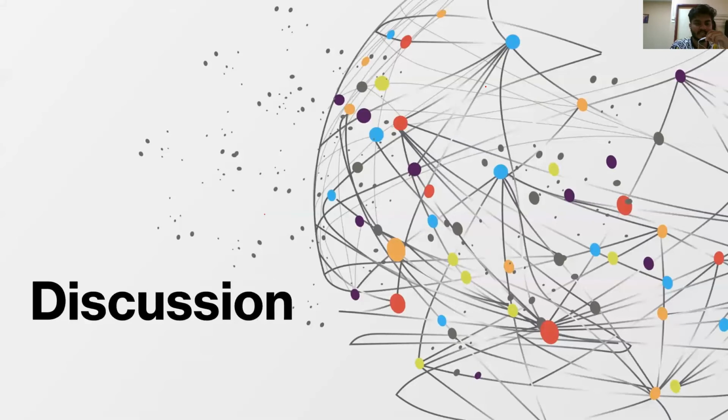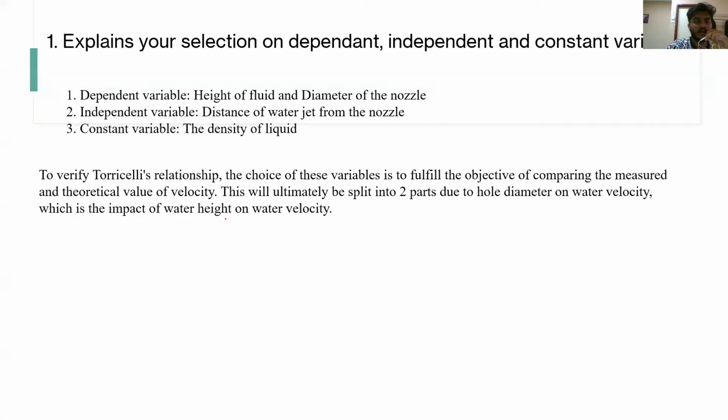Now let's see the discussion. Our first discussion will be to explain your selection on dependent, independent, and constant variables. Our dependent variable is height of fluid and diameter of nozzle. Independent variable is distance of water jet from nozzle. Constant variable is density of liquid because we're using the same liquid, which is water.